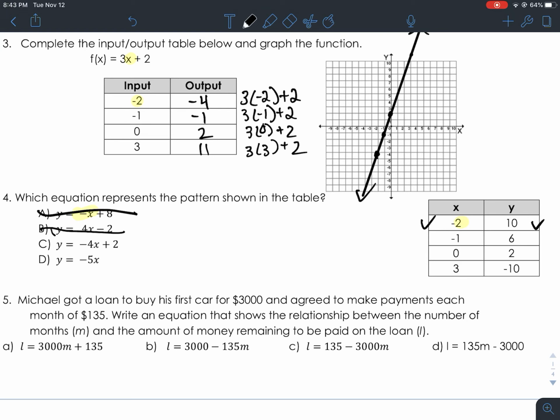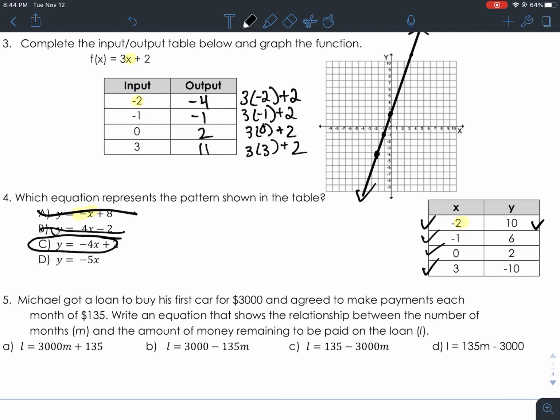Okay, that one works. -4 times -1, which is 4, plus 2 is 6, that works. -4 times 0, 0, plus 2, okay, that one works. I'm thinking it's this one for sure, but we'll just check the last one just to be sure. Negative 3 times, or 3 times negative 4 is negative 12. Plus 2 is negative 10. Okay, so that one would be it. And this one wouldn't make sense because it works for the first one, but it doesn't work for the second one.